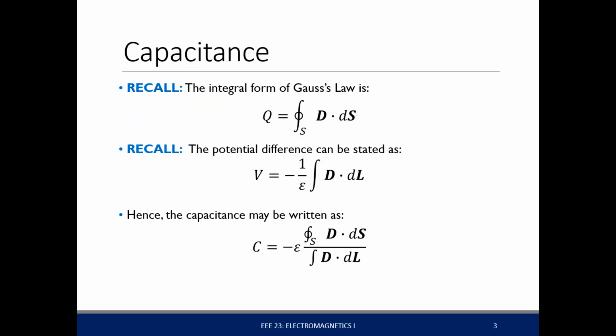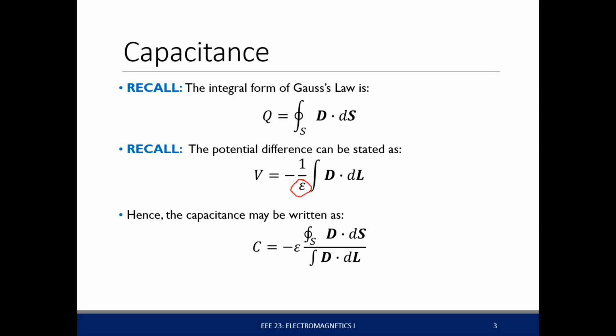So how do you quantify the capacitance in terms of the fields? Recall the integral form of Gauss' law. We can get the total charge using that by having a closed surface integral of the flux density with respect to your differential surface. And the potential difference between the two plates separated in free space, or a non-conducting medium, can actually be expressed by the integral of D dot dl by just factoring in 1 over epsilon, where epsilon is the permittivity of the medium.